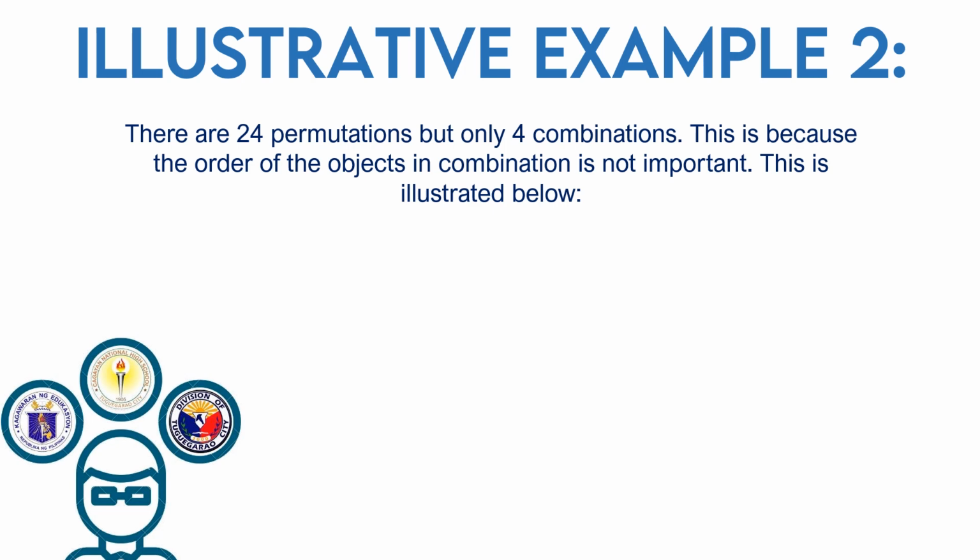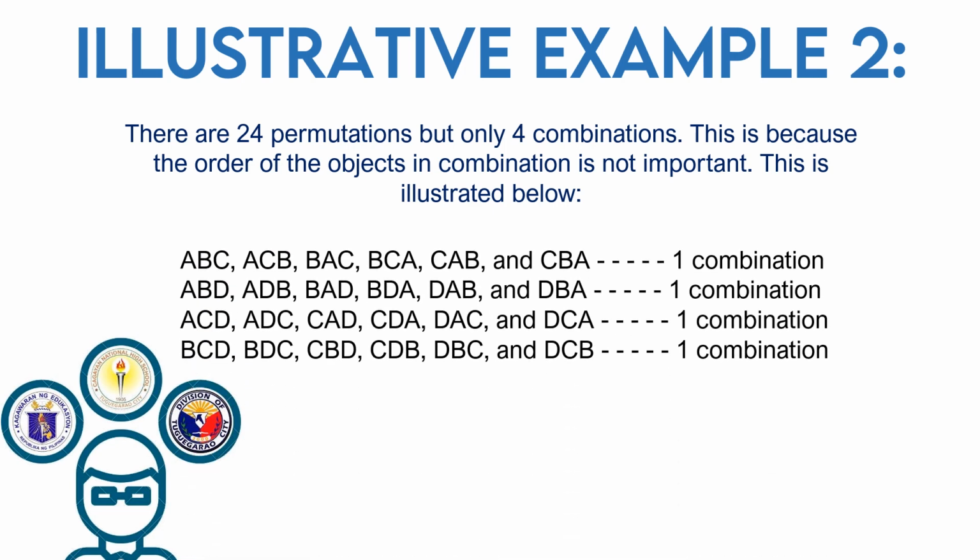Again, this is because the order of the objects in a combination is not important. Now this is illustrated below. The first row of permutations would just take one combination. The second row would also take one combination. The third row would also take one combination, and the fourth row will also take one combination. This gives us a total of 4 combinations in all.